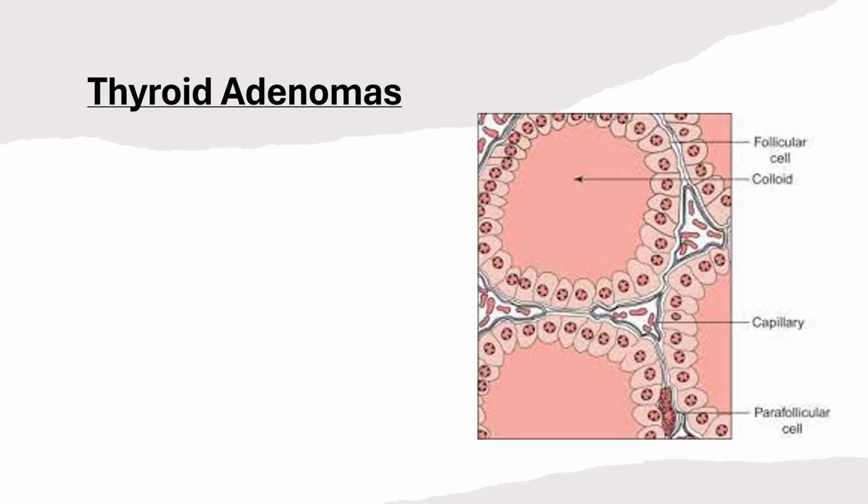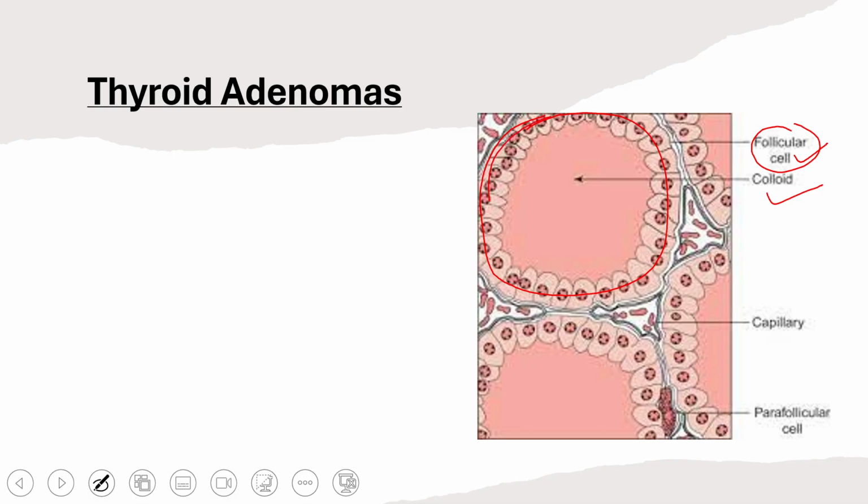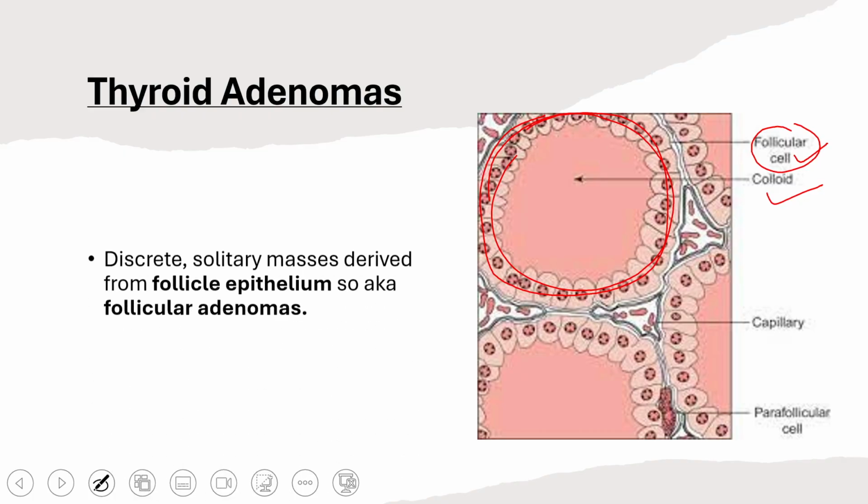First, we see the thyroid follicle of the thyroid gland. Here we can see this is the thyroid follicle, which is surrounded by the follicular cells, and in the center there is colloid. And these thyroid adenomas are solitary or discrete masses that are derived from these follicular cells or the follicular epithelium that is surrounding the follicle. And since it is derived from this follicular epithelium, thyroid adenoma is also called follicular adenoma.